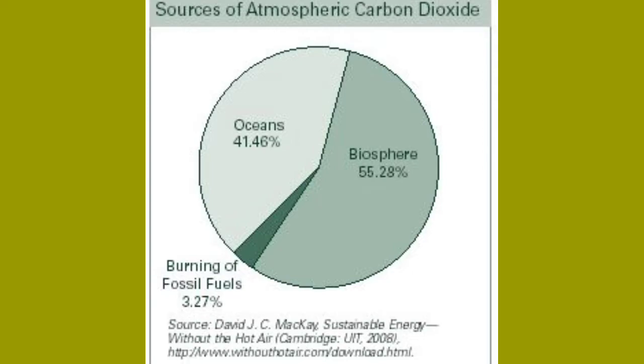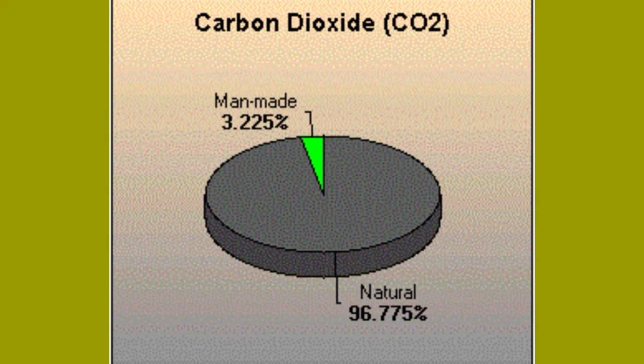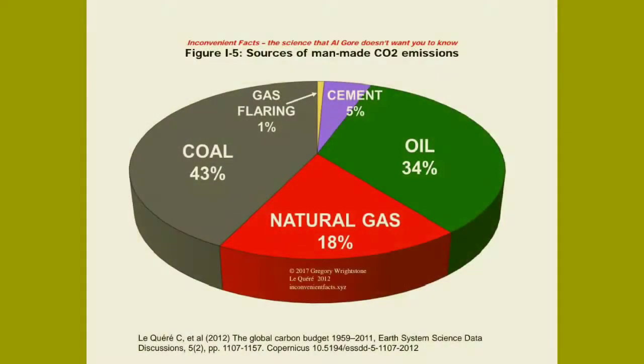And here you're going to find at the bottom the burning of fossil fuels, 3.27%, is actually due to us. And again, just to put some perspective on this, you'll see here carbon dioxide, man-made, is 3.225% in this graph. Natural, 96.7%, and these are the increments here of coal, natural gases, oils, and so on.